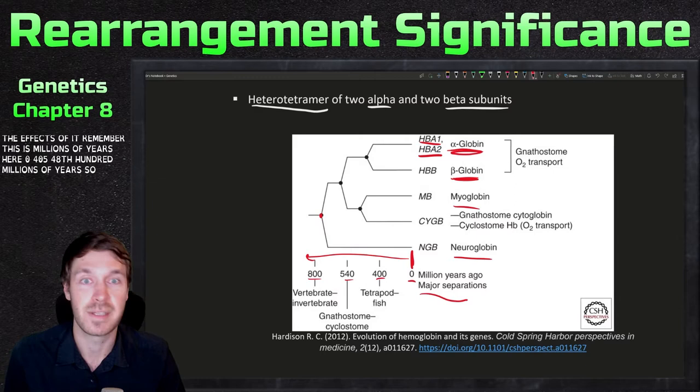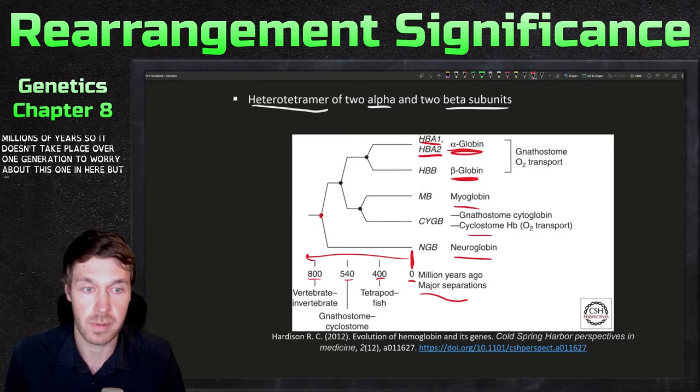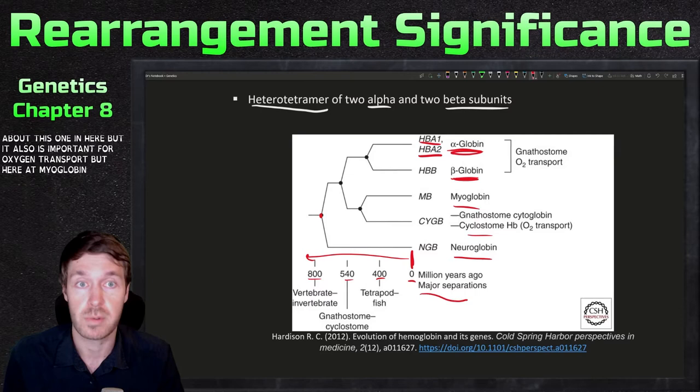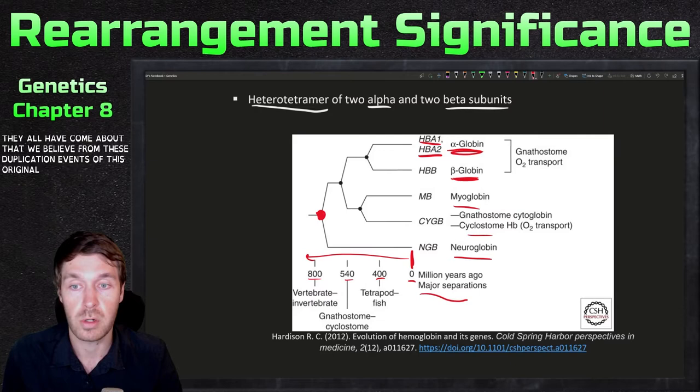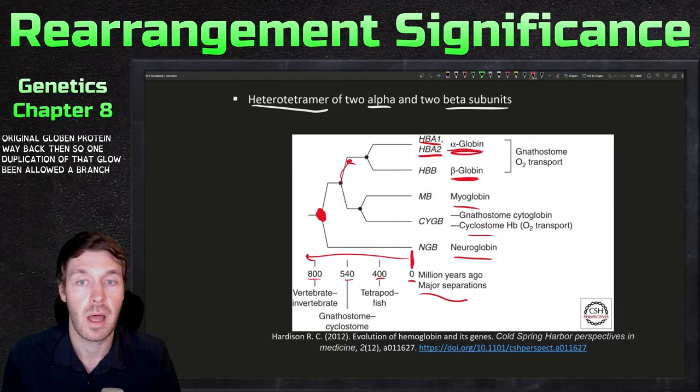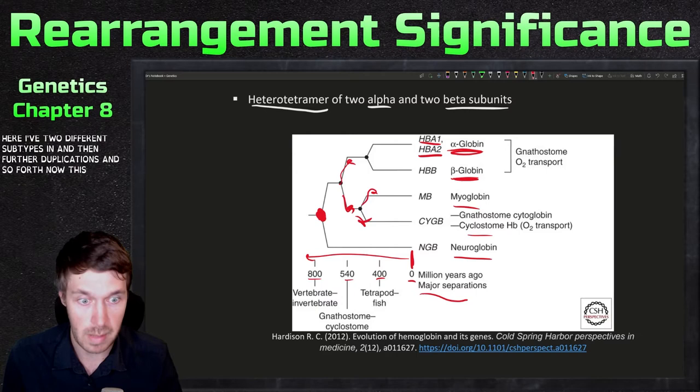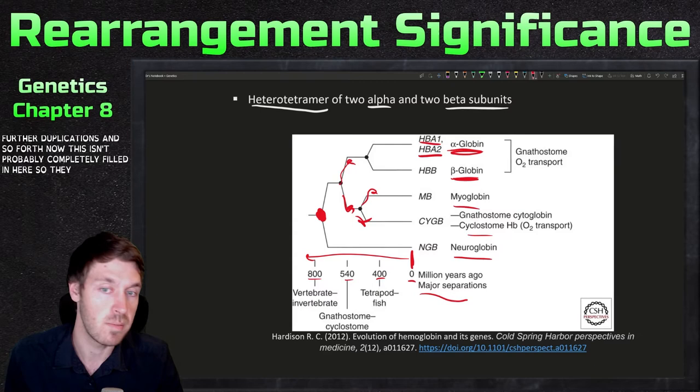We don't have to worry about this one in here, but it also is important for oxygen transport. But here, myoglobin is what stores oxygen in your muscles. So again, all of these are very, very important. They all have come about, we believe, from these duplication events of this original globin protein way back then. One duplication of that globin allowed a branching of two different subtypes and then further duplications and so forth. Now, this probably isn't completely filled in here, so there might be some missing branches along the way. That all depends on what we're finding.